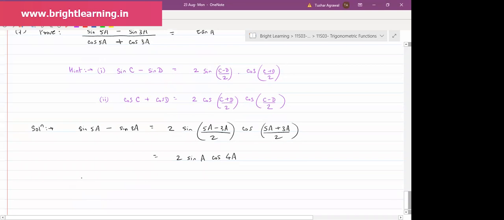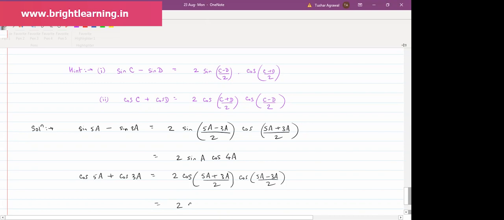The denominator is cos of 5a plus cos of 3a. So it turns out to be equal to twice, 2 common, not 2 common, sorry. The identity: 2 times cos of 5a plus 3a upon 2, cos of 5a minus 3a upon 2. It turns out to be equal to 2 times cos of 4a and cos of 5a minus 3a is 2a, upon 2 is a.